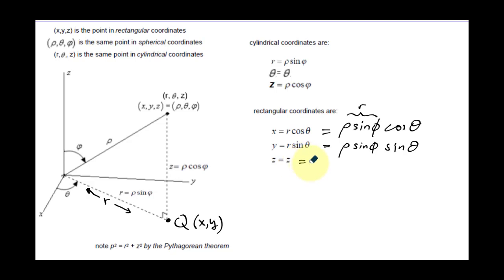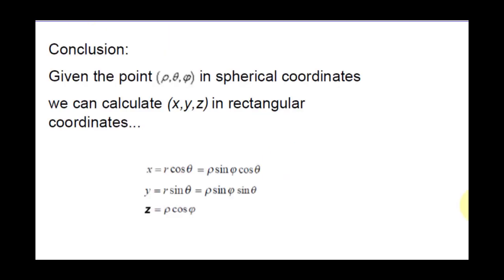And then the z I can compute from the spherical coordinates, knowing they're in cylindrical coordinates. That's rho cos phi. Knowing the spherical coordinates, I can compute what the cylindrical coordinates are for z, but that value in cylindrical coordinates is the same z value in the rectangular coordinates. So that's it. We've reached some kind of conclusion here. Given a point rho, theta, phi in spherical coordinates, we could calculate x, y, z in rectangular coordinates with these formulas.